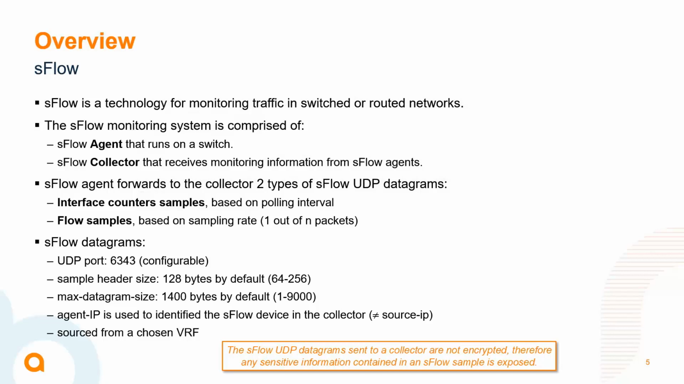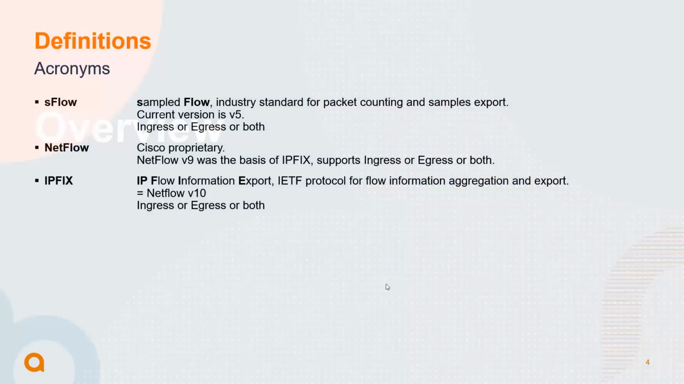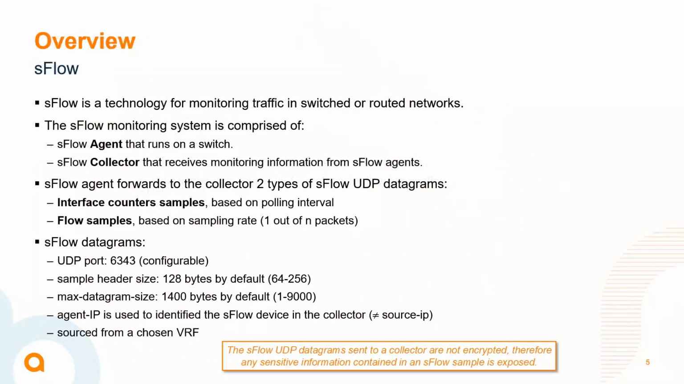The default sample header size is 120 bytes, but it can be tuned to 256. The max datagram size, as the amount of information contained in the UDP, is by default 1400 bytes, but it can also be extended. And the important aspect is the agent IP that will be used to identify the S-Flow source device in the collector. So in the collector, that information is inside the S-Flow datagram.